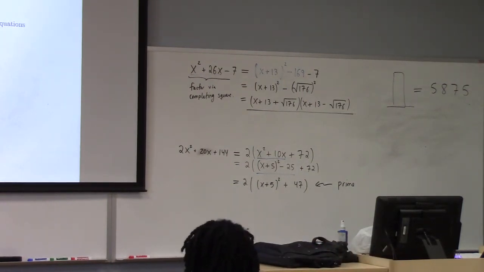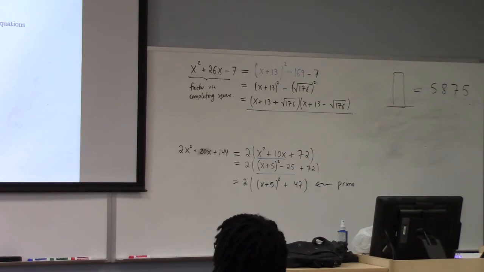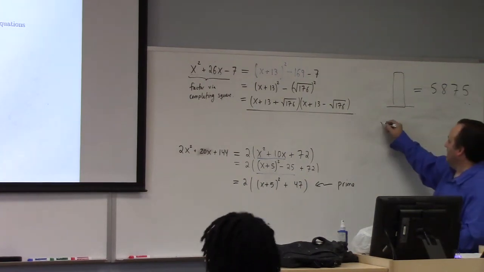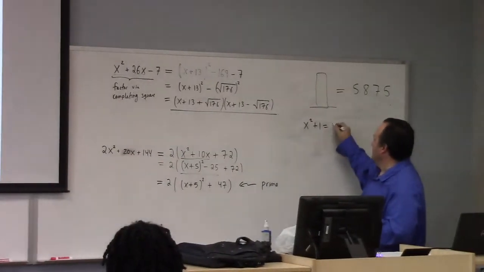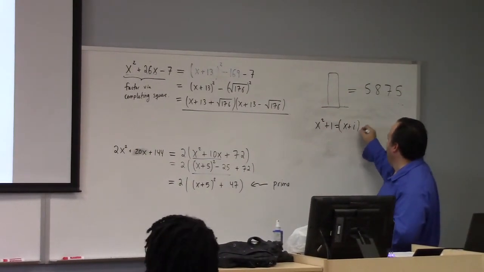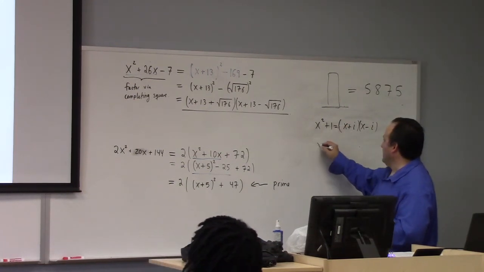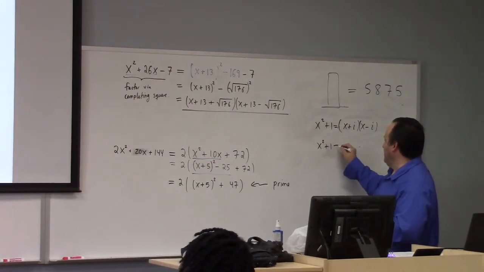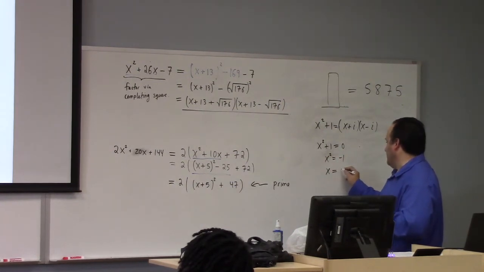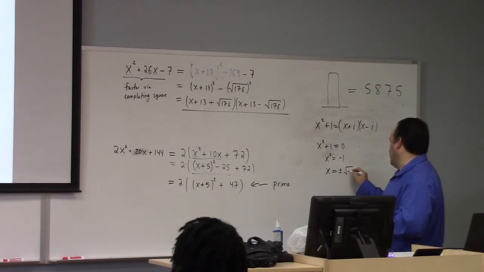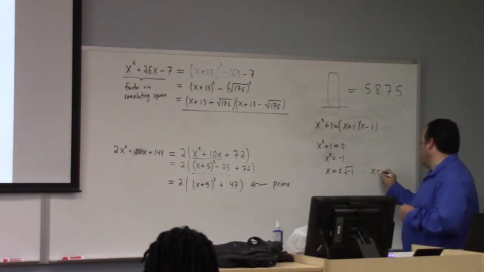We had a problem to solve. We had complex numbers, right? The answer could be complex, but I didn't ask you to factor with complex numbers. Here's the difference. x squared plus 1, x plus i times x minus i, right? Versus x squared plus 1 equals 0, which gives me x squared equals minus 1, which gives me x equals plus or minus the square root of minus 1, x equals plus or minus i.